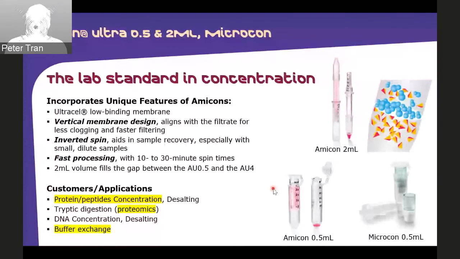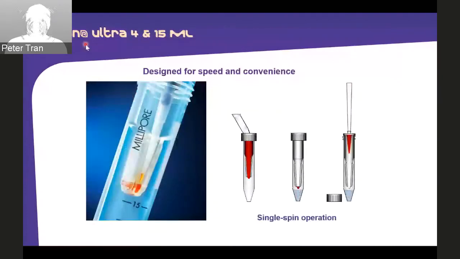And with the bigger volumes, they call 4 or 15 mL, you can load the sample, do the spin, remove the old buffer, load the new buffer, do another spin for the buffer change, and another spin to concentrate the sample, and then you can collect the sample using a pipette.